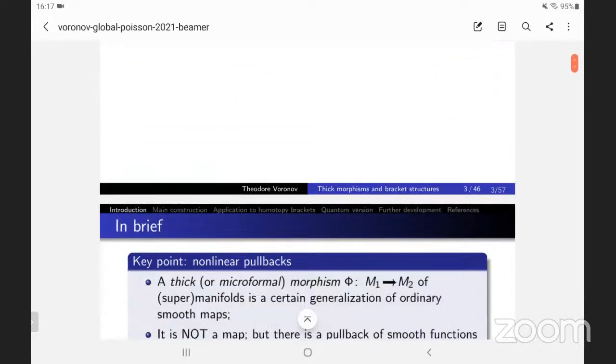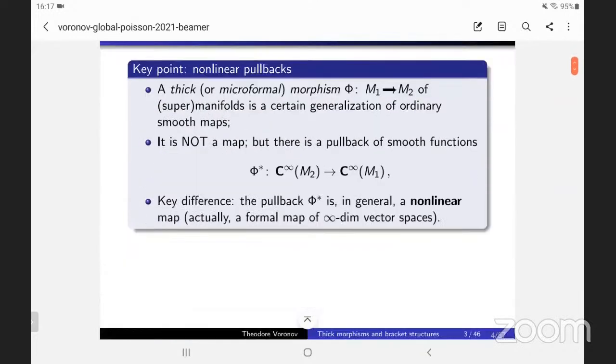What is this talk in brief? So the key point is that a thick or microformal morphism, it's another name, is a certain generalization of an ordinary smooth map. But it is not a map. I will explain what it is, but it's not a map. But still, there is a pullback. It induces a pullback on smooth functions.